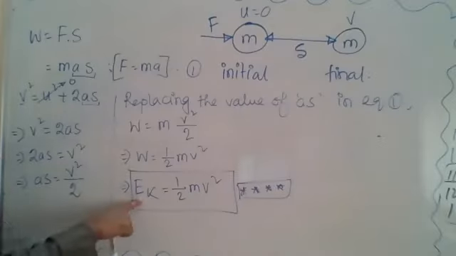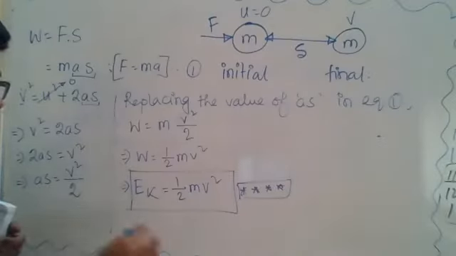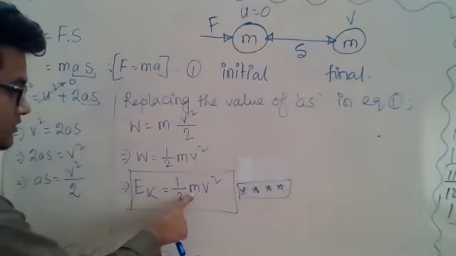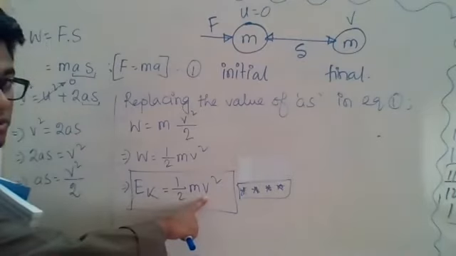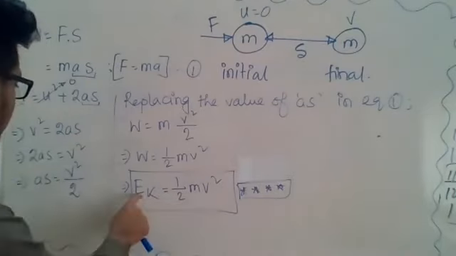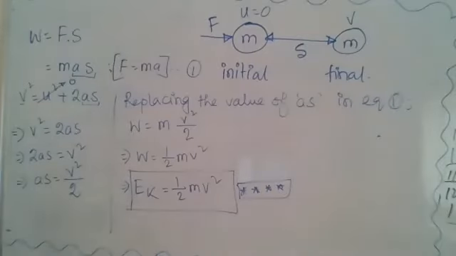So if you want to calculate the kinetic energy of a body, then you must know two quantities: the mass of the body and the velocity of the body. If you replace the two values, then you can easily find out the kinetic energy. Any doubt, Mahmoud? No. Okay, GM.